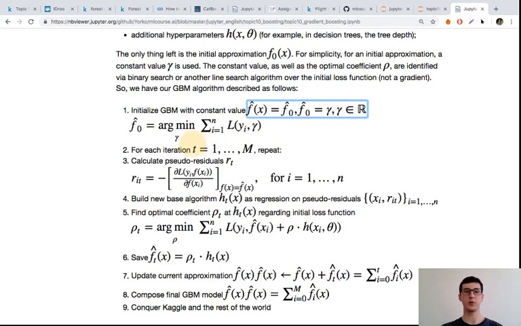This constant will be denoted as f hat at step 0. So the best thing to initialize and make a constant prediction is actually to choose some gamma, a constant vector. The best guess will be just to minimize this loss function with respect to some constant vector gamma. And we'll take a look at how it's done for mean squared error.